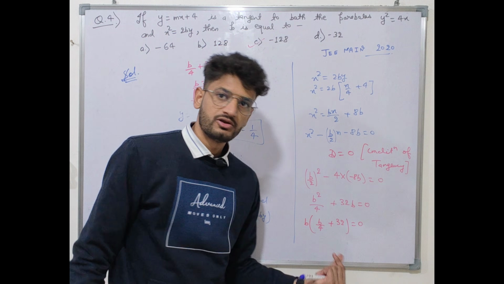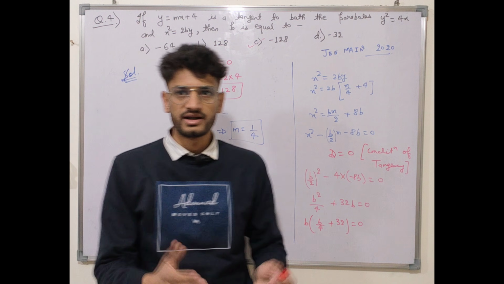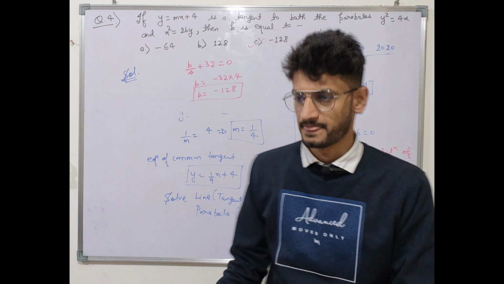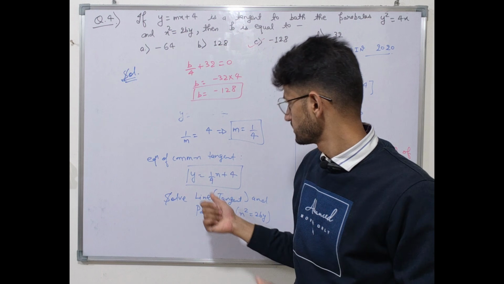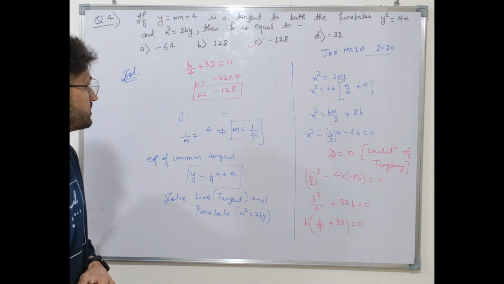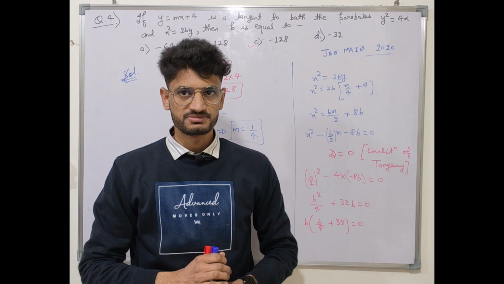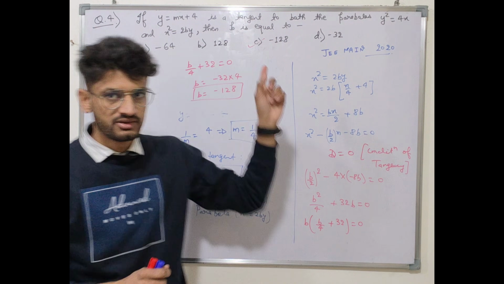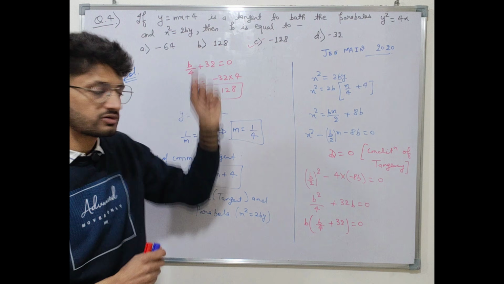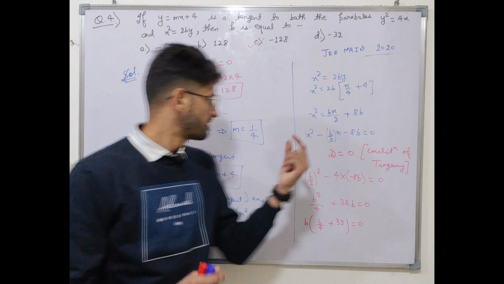So why are we not taking the value of b as 0? Because x square will become 0, and we can't write the equation of tangent on x equals to 0, right? So in this case, we have obtained the value of b as minus 128. So what we have done: we have written the equation of tangent for parabola y square equals 4x as y equals mx plus 1 upon m, and we have been given the equation of common tangent as y equals mx plus 4. From there we have compared and obtained the value of m as 1 by 4.